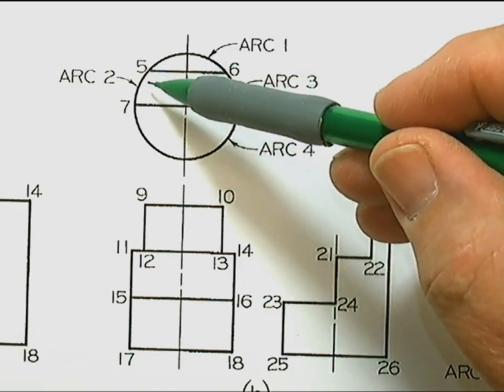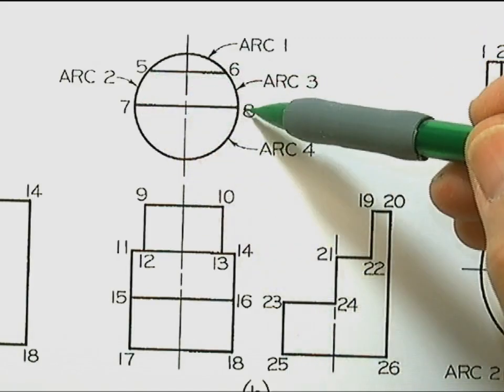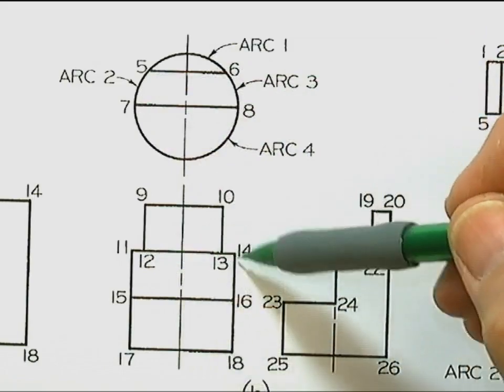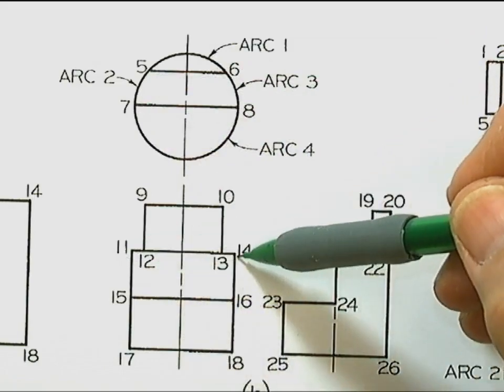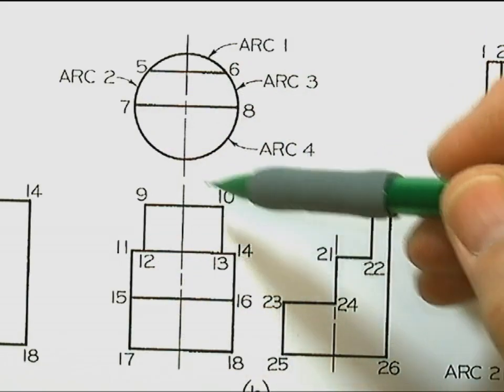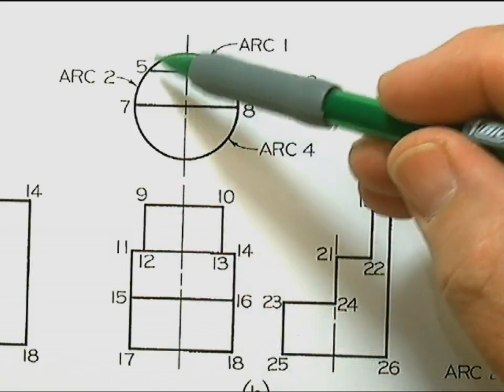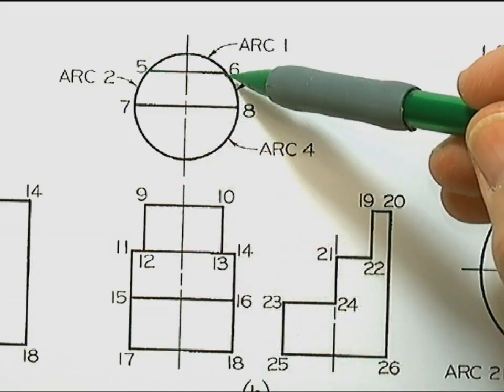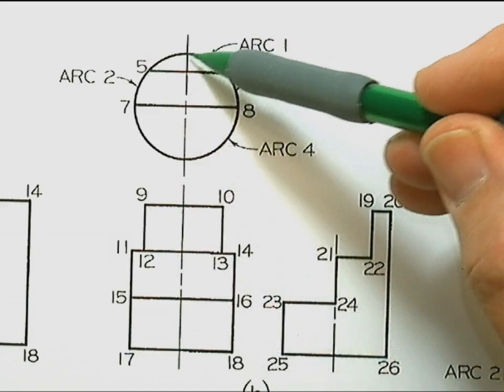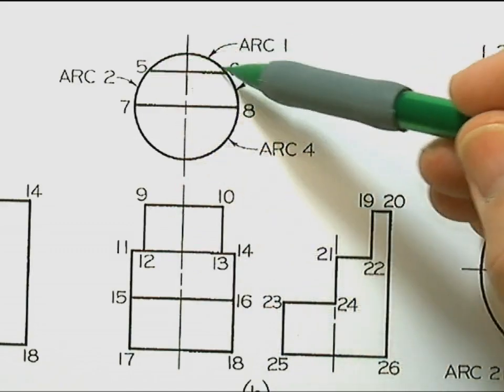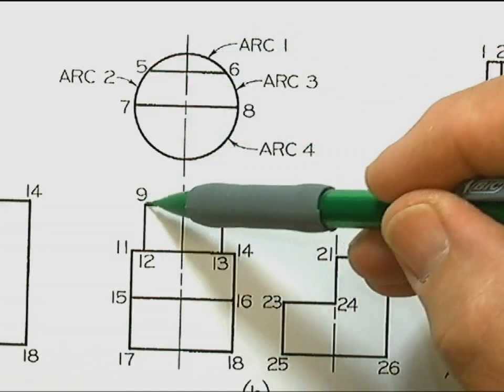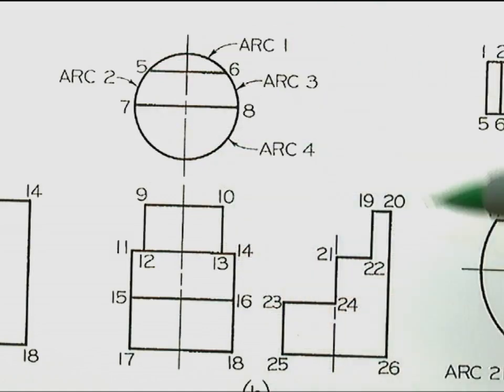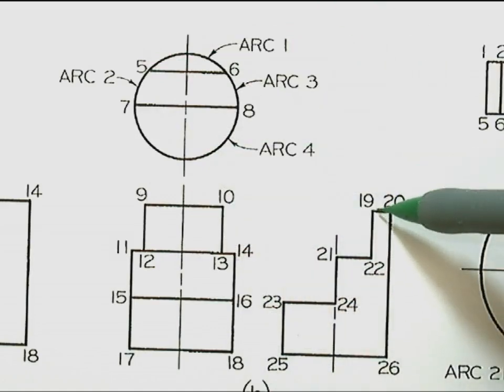And 7, 8 stretches between 11 and 14. 9, 10 matches up with 5 and 6. And arc 1 between 5 and 6, this arc, is also on 9, 10 and is represented by 19 and 20 over here.